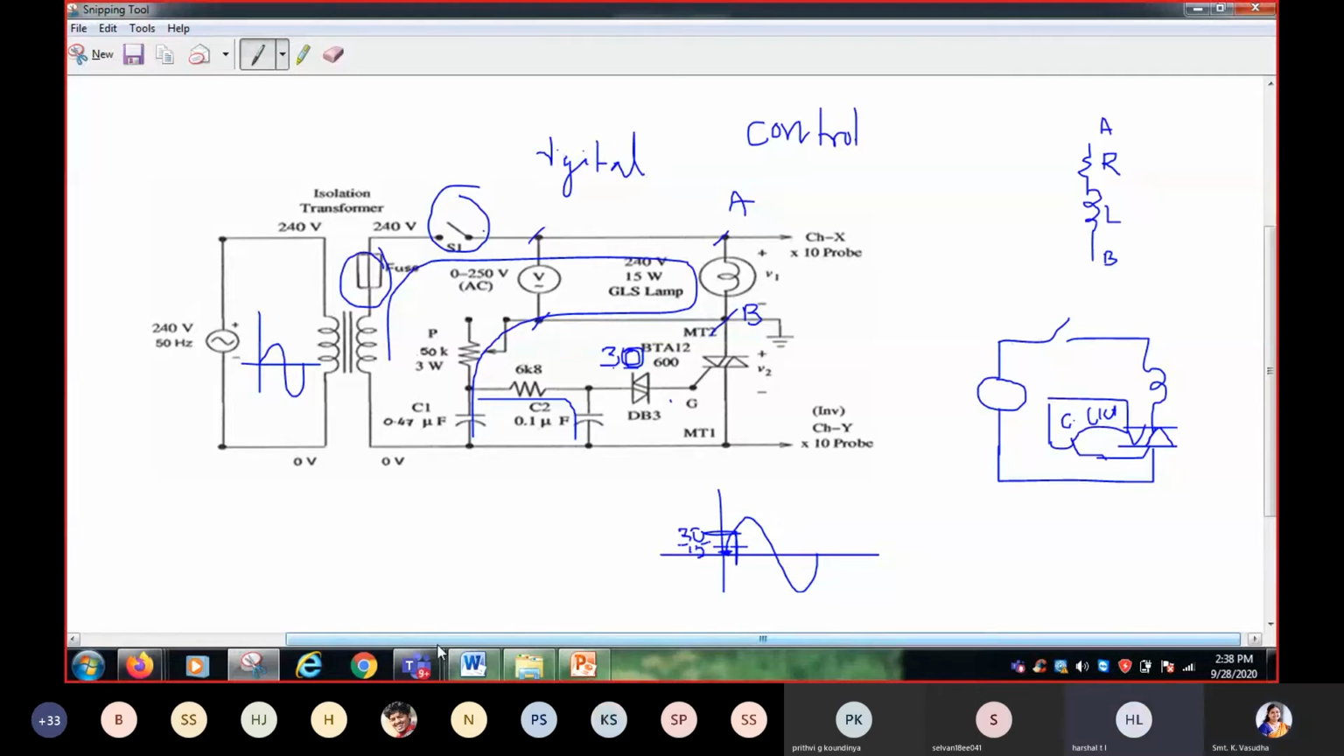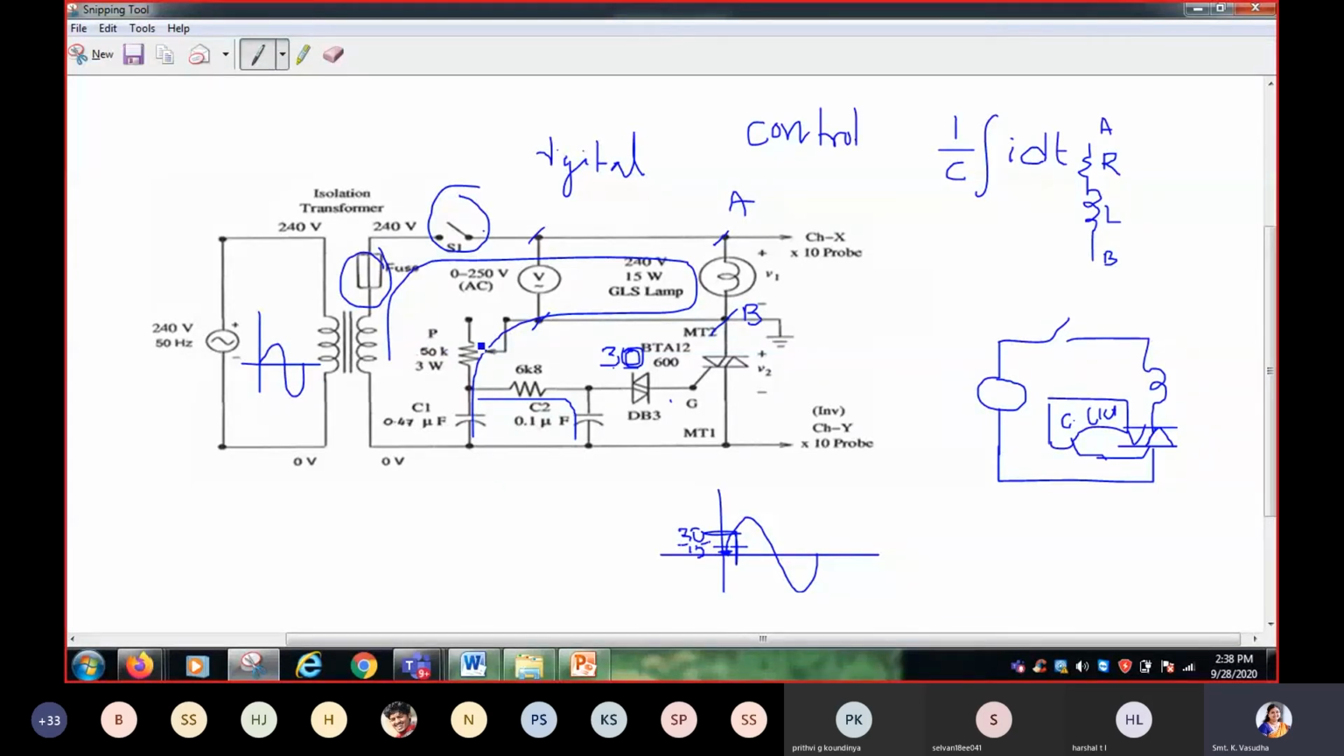I think 1 by C dV by dt. 1 by C integral I dt. 1 by C integral I dt gives you the voltage across the capacitor, right? Here current is the main parameter. The charging of the capacitor depends on the rate of change of current, how much current is flowing through the capacitor.